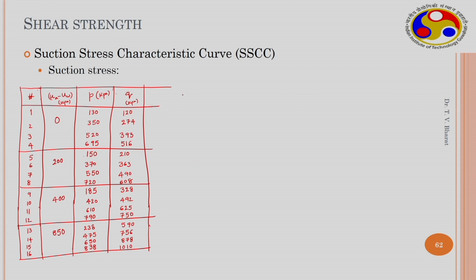Then this data, if you plot it on y axis Q and x axis P, at saturated state you may have data somewhat like this, and this is what you obtain here. So, this is the data that is given to you, and we need to obtain C and phi, the cohesion intercept and angle of internal friction, for all the 4 sets of data.